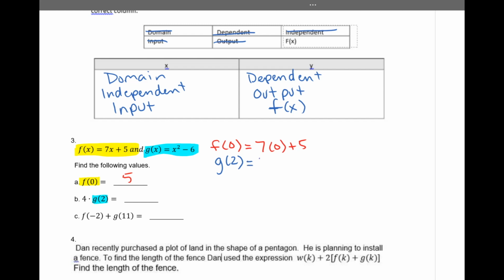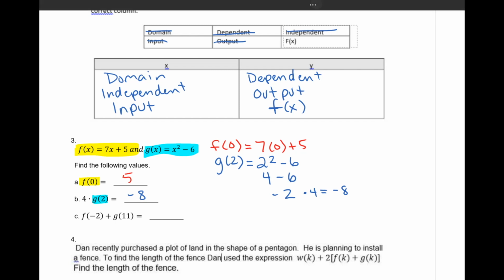I see an x, so I'm going to put 2 squared minus 6. So 2 times 2, well, that's easy. That's 4 minus 6. You owed somebody $6. You paid them back $4. You still owe them $2. But here's the thing. I'm not done because it wants us to multiply it by 4. So I'm going to take negative 2. I'm going to multiply that by 4, giving us an answer of negative 8. Okay.